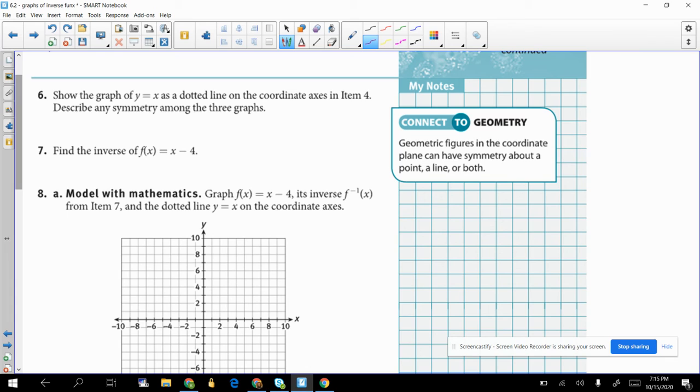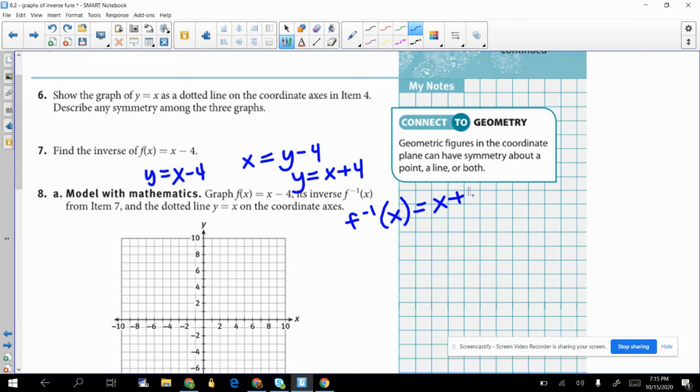Then this next part, let's take a look at this. It says to find the inverse of f of x equals x minus 4. I'm going to do that really quickly. You guys should be able to do this too. Step 1, step 2, and step 3, you would add over that 4. So my f inverse is x plus 4.